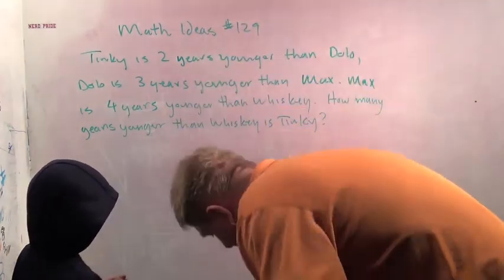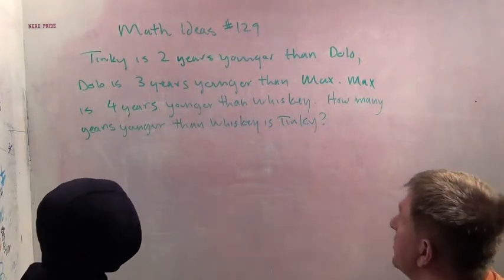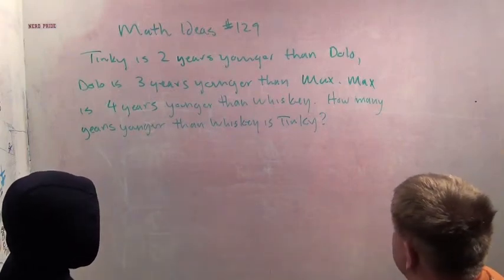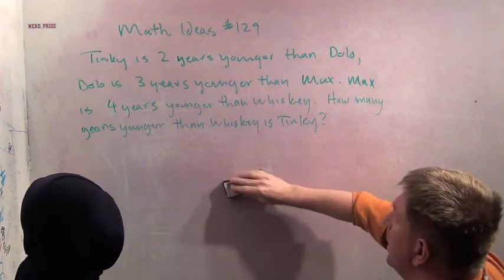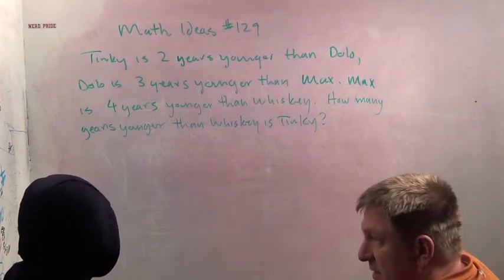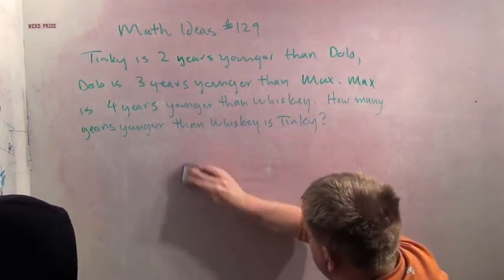129. Tinky is 2 years younger than Dolo. Dolo is 3 years younger than Max. Max is 4 years younger than Whiskey. How many years younger than Whiskey is Tinky? Do you understand the problem?